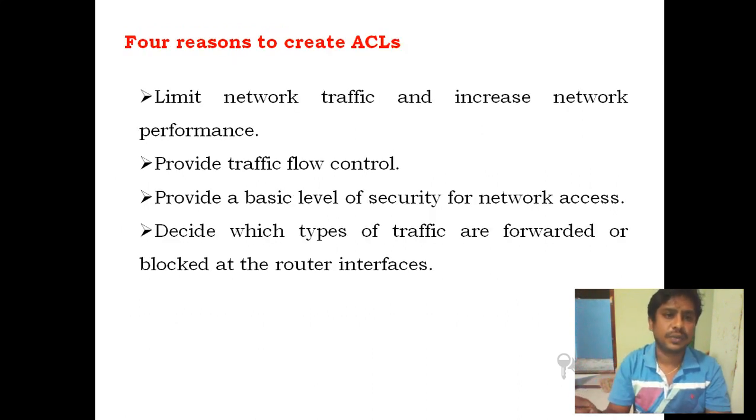Now, why do we go for these ACL statements? There are mainly four reasons to create ACLs. First one is to provide traffic control. Second one is to limit the network traffic and increase the network performance. The performance of the network can be improved once unnecessary traffic flow from certain networks is blocked. The third one is to provide a basic level of security for network access. Like whenever some unauthorized persons are using some network in some area, we need not ask them to leave the network. Instead, we can block the traffic which is coming from their network, and we'll be able to decide which type of traffic is forwarded or blocked at the router interfaces.